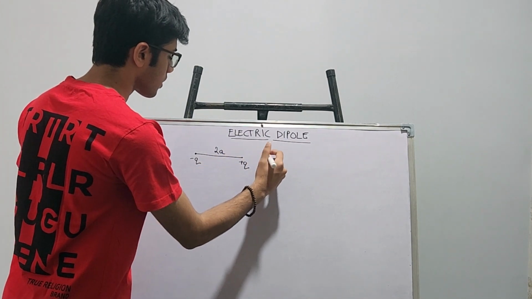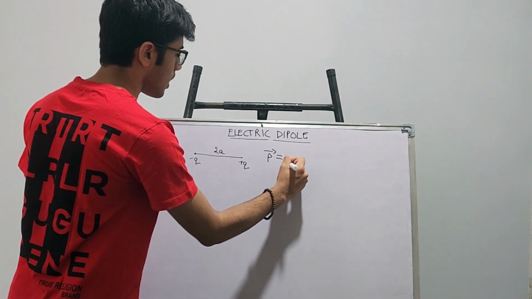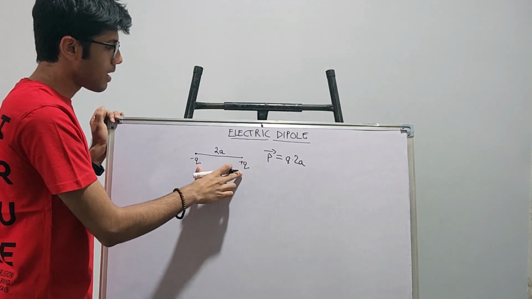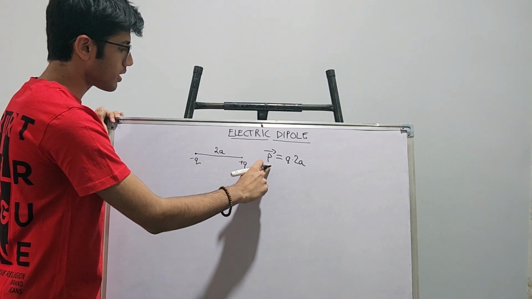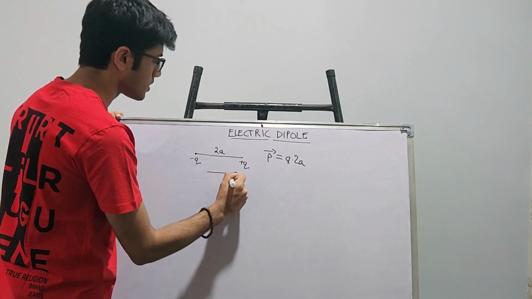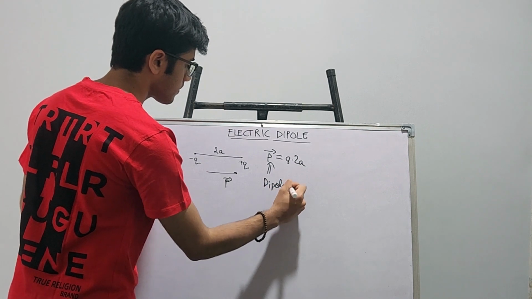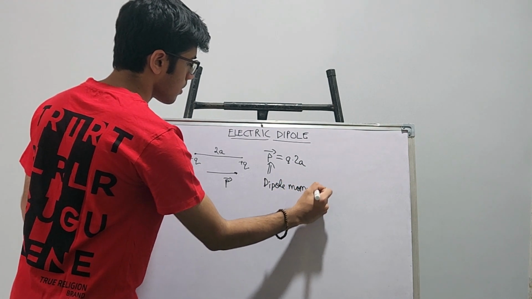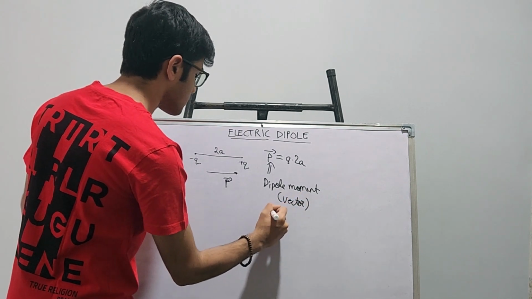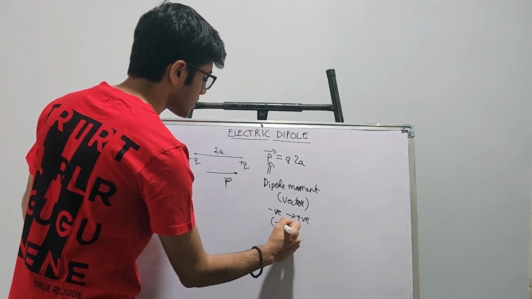The dipole moment is defined as the charge times the separation between the two equal and opposite charges. The direction of the dipole moment is from negative towards positive. This is the dipole moment, and it is a vector quantity. The direction is from negative to positive, that means from minus q to plus q.